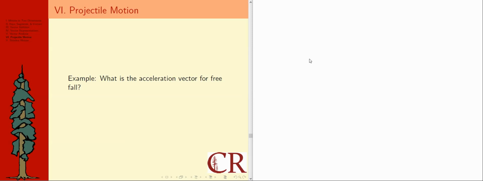What is the acceleration vector for free fall? So we all know things fall down, right? So would it be too surprising if I said, let's draw the vector representing acceleration for free fall, that maybe I should just draw a vector that points straight down?